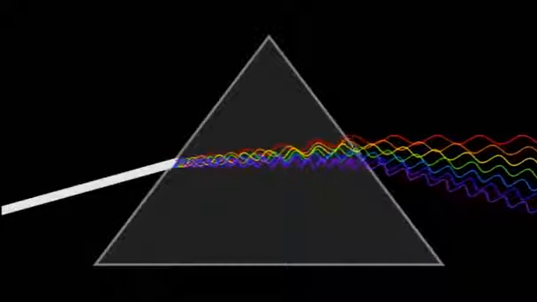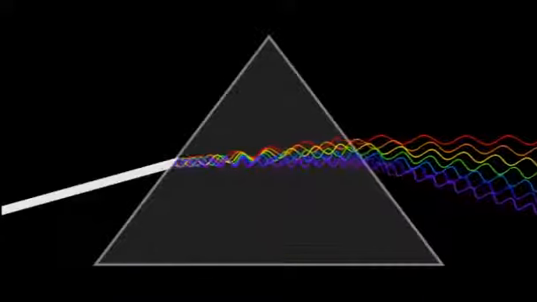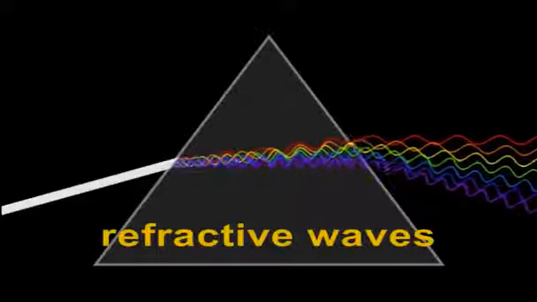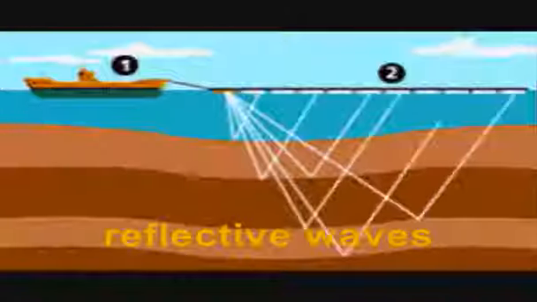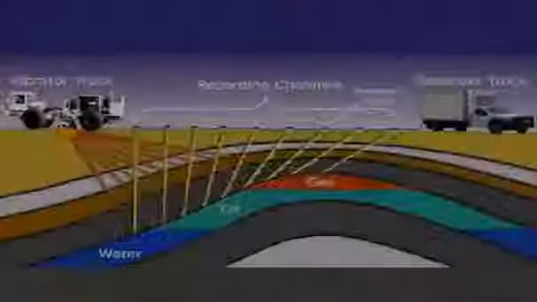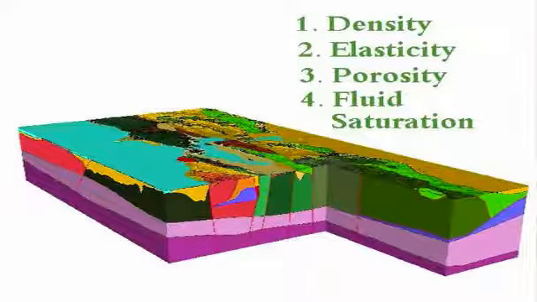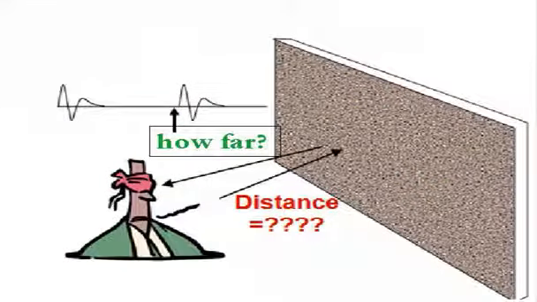The sound waves that do not bounce back but continue traveling out from the source through air, water, walls, whatever, are called refractive waves. When we create waves, we create refractive waves that continue on and reflective waves that after hitting a boundary bounce back. Both of these types of waves are used to help determine the properties of rock like density, elasticity, porosity, and saturation. Now going back to the blindfolded geoscientist, he still needs to know how far away the wall is.